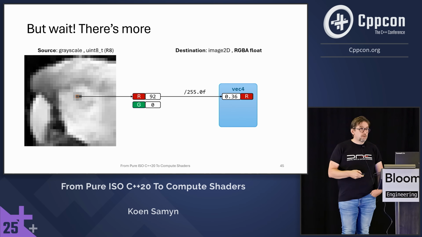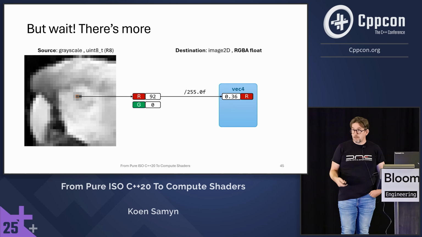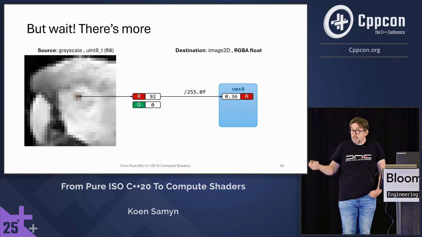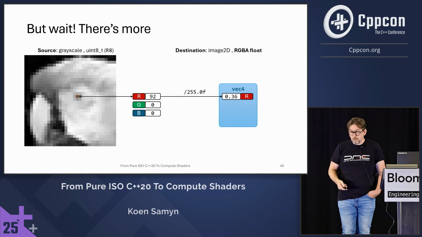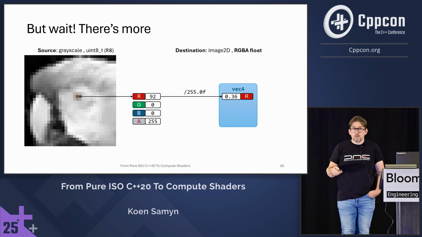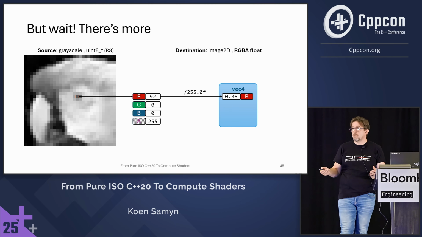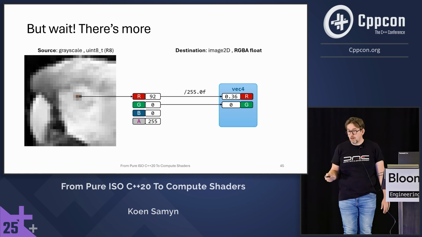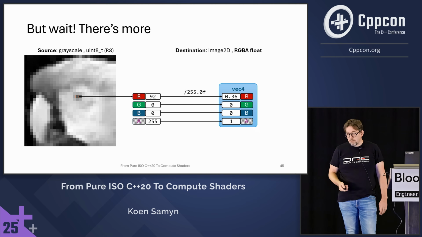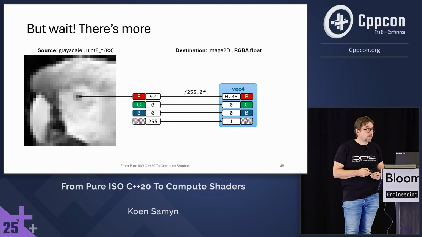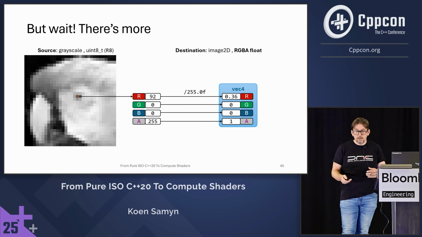Also, we always want 4 components. So we need to pad that information, right? We choose 0 for color channels, and for the transparency channel, it's 255. Otherwise, everything would be transparent by default. And if we read from that image, we're going to get 0, 0, 1. So that's one part of the complexity.